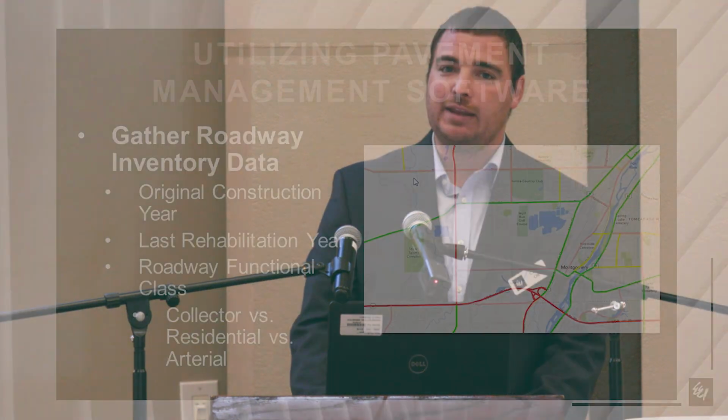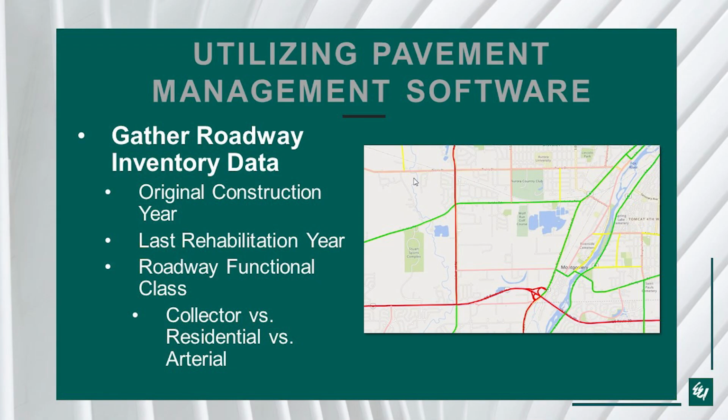So first, just utilizing the pavement management software. Any roadway inventory data that you can have is going to go a long way to help you interpret the data. So when was the original road constructed? When was the last year it was rehabilitated? Roadway functional class, is it a collector versus residential versus arterial?